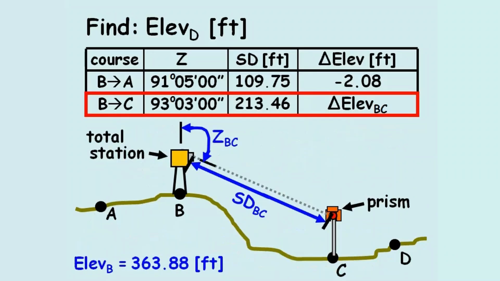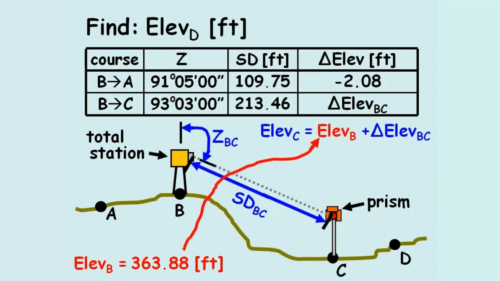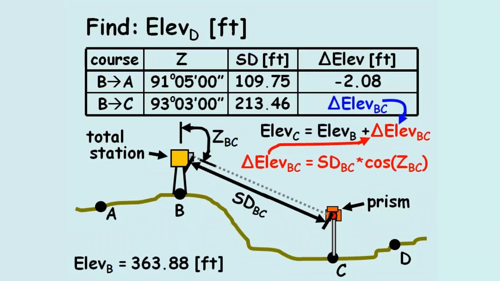To find the elevation at point C, we'll add the elevation at point B to the change in elevation from point B to point C. The change in elevation between points B and C equals the slope distance from B to C times the cosine of the zenith angle BC. After plugging in the given values, this change in elevation equals negative 11.36 feet.